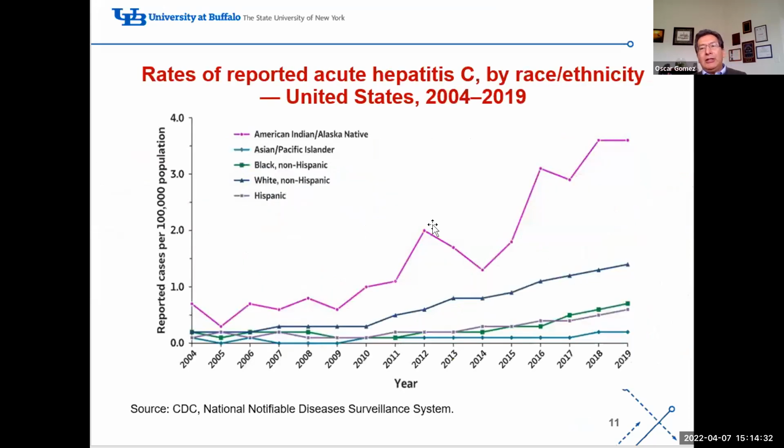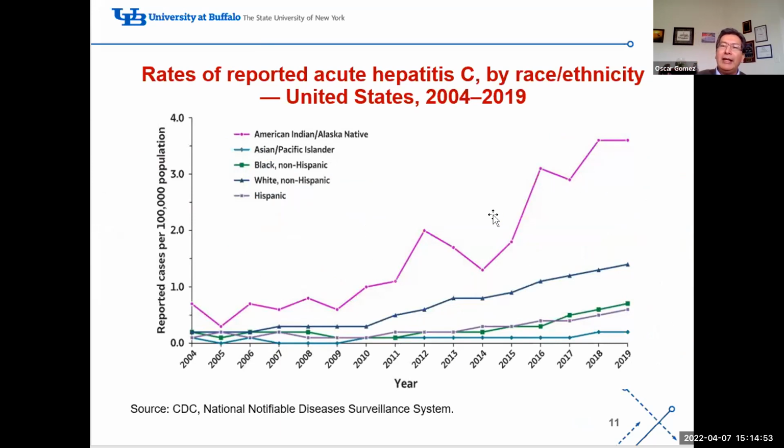So what happens in the United States? In the United States, one of the things that we were interested in learning about was the issue of hepatitis C and health disparities. And as you can see in this graph from the CDC, certain racial and ethnic groups are more affected than others.